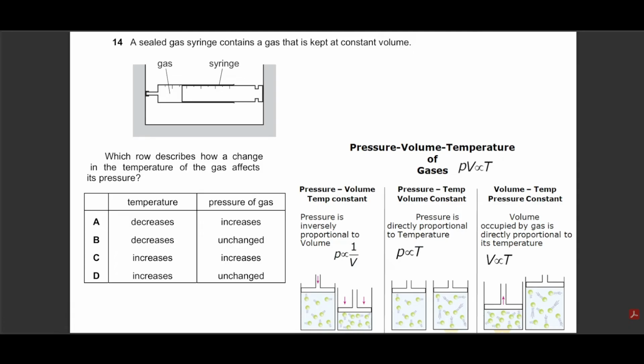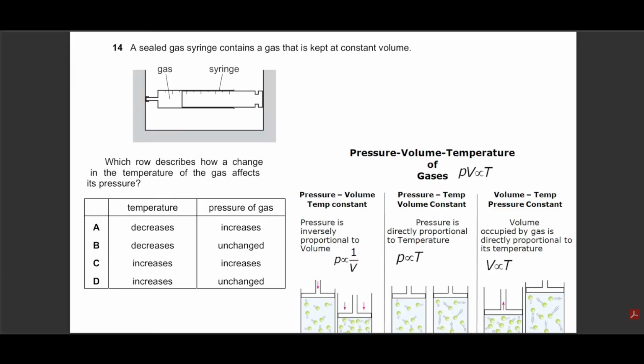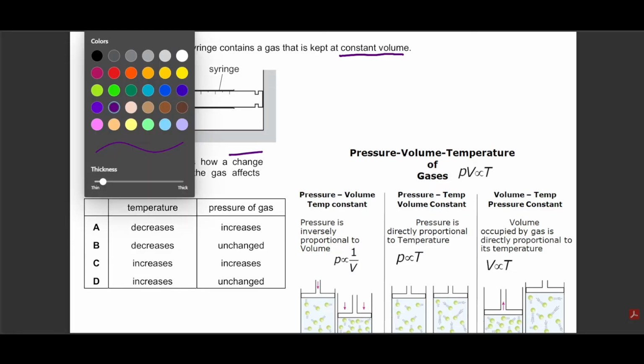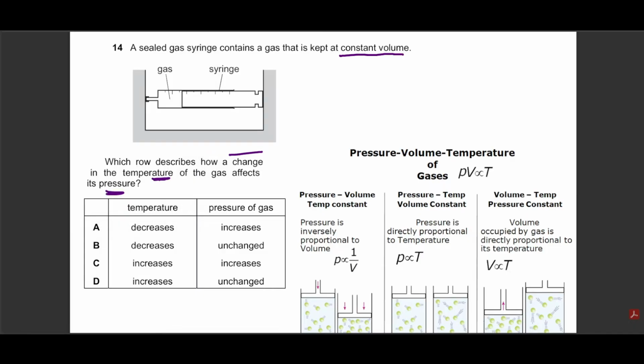Question number 14. Now 14 was based on knowledge, again, not accessed in recent years, but he has been surprising in many questions. He says that the gas is kept at a constant volume, and he wants you to tell him how a change in temperature affects the pressure in the gas. Now he uses the word change. He's not telling you if he's increasing it or decreasing it. What he's trying to see is, do you know what happens?